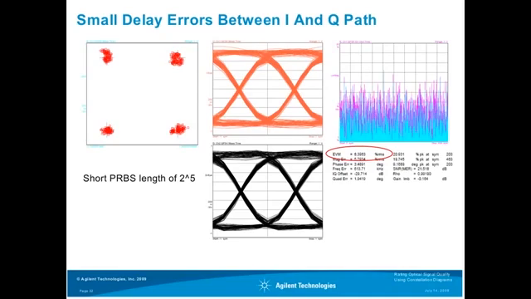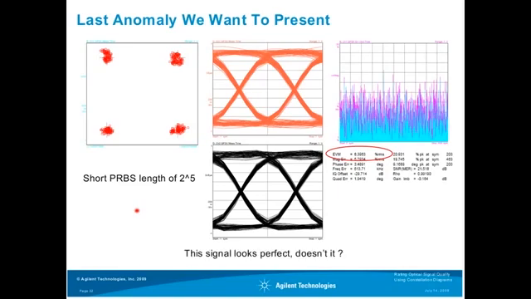So the last anomaly I would like to present is also very interesting. We have here a constellation diagram with a very good constellation. We can see the ideal representation, again with these crosses, and the constellation centered around these crosses. We have used a short PRBS with a length of 2 to the power 5. And again, we look at our eye diagrams, and we see very good eye diagrams of the signal.